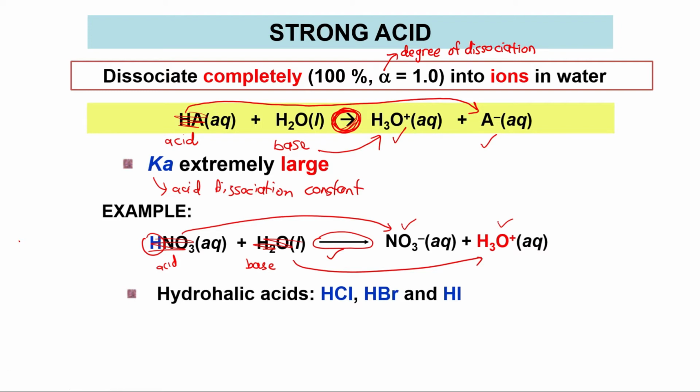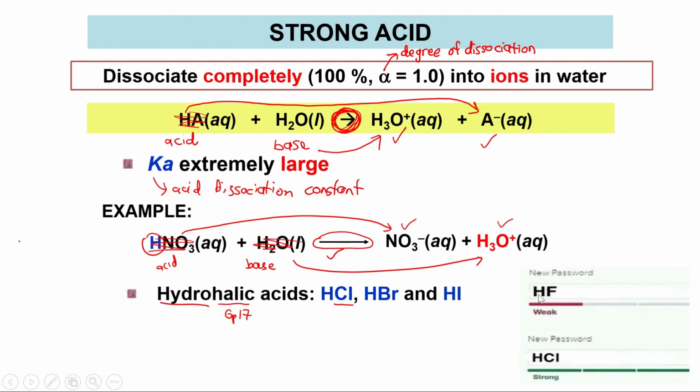The easiest one is going to be the hydrohalic acid. Hydrohalic acid means hydrogen plus halogen. Halogen is group 17. But not all hydrohalic acids are strong acids. Here we have HCl. Cl is the second member of group 17, and then we have bromine, the third member, and also we have iodine. So we have HCl, HBr, and HI. How about HF? No, HF is a weak acid.